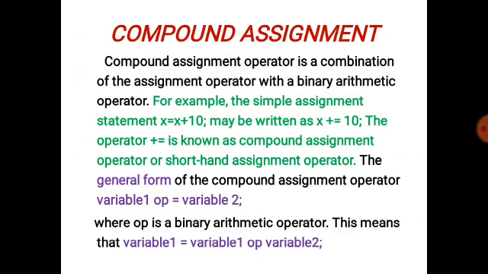The next one is compound assignment. A compound assignment operator is a combination of the assignment operator with a binary arithmetic operator. For example, the simple assignment statement x = x + 10 may be written as x += 10. The operator += is known as the compound assignment operator, or we can also call it the shorthand assignment operator. The general form of the compound assignment operator is variable1 op= variable2, where op is a binary arithmetic operator. This means that variable1 = variable1 op variable2.